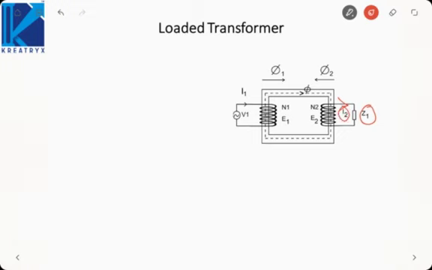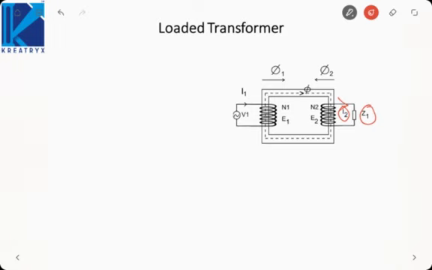I2 is the current that is flowing through the secondary winding, and as I told you in Lenz's law, the purpose of the secondary flux is to oppose the primary flux. Induced EMF or induced current opposes the cause of induction. Cause of induction is the flux generated by the primary winding. So secondary flux will try to reduce the primary flux.